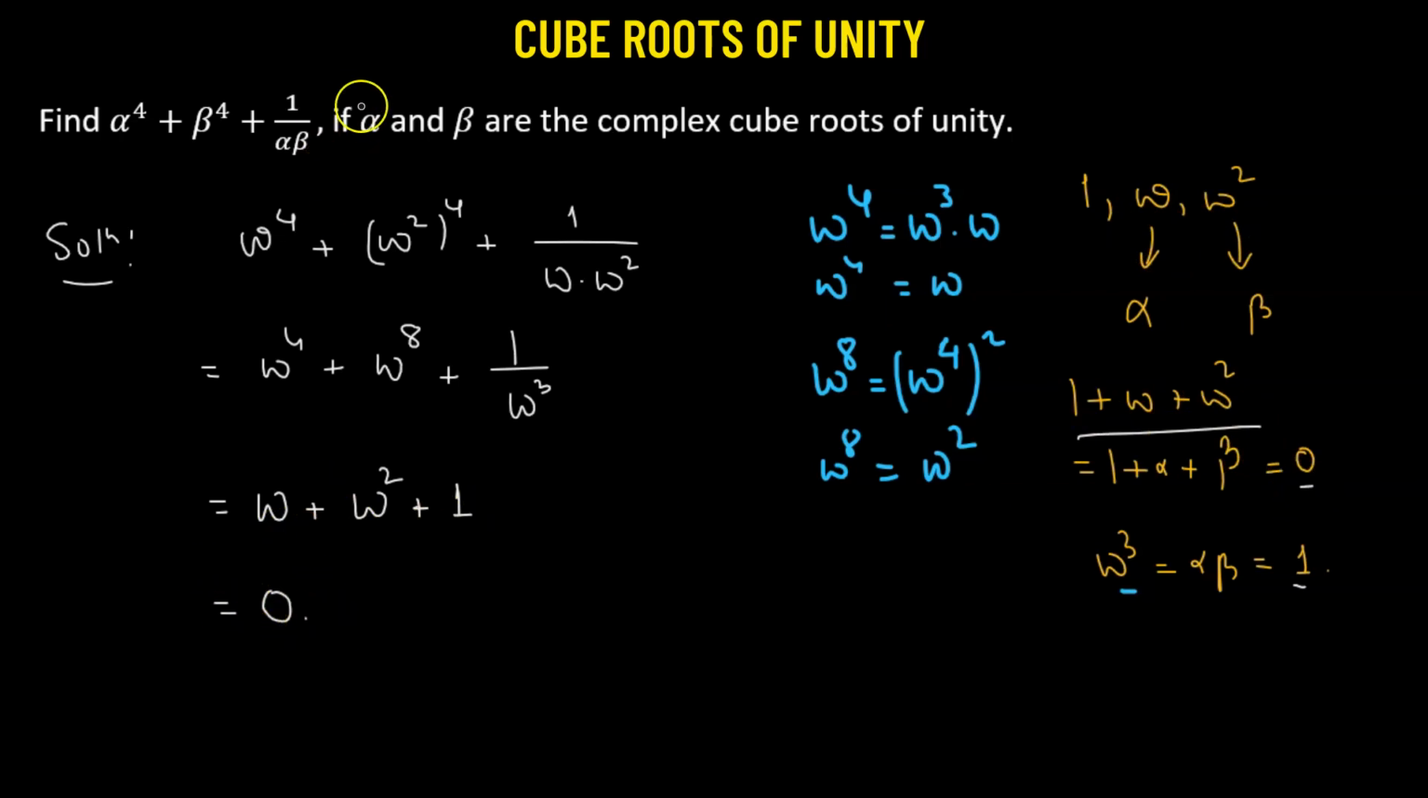And hence we can say that if alpha and beta represent the complex cube roots of unity, then the value of this particular expression, alpha raised to the power of 4 plus beta raised to the power of 4 plus 1 over alpha beta, will be equal to 0.